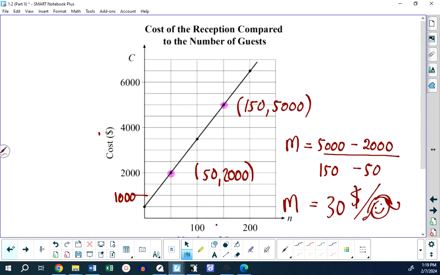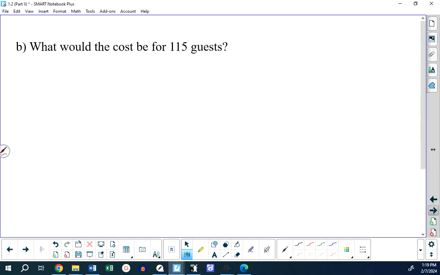It's dollars per person, so that equation should make sense. You're going to take the number of people that you're catering the event for, multiply by $30, because that's the food probably, and then add the flat rate. Now we just have a couple more questions and then we're done, but you're going to practice. What would the cost be for 115 guests?